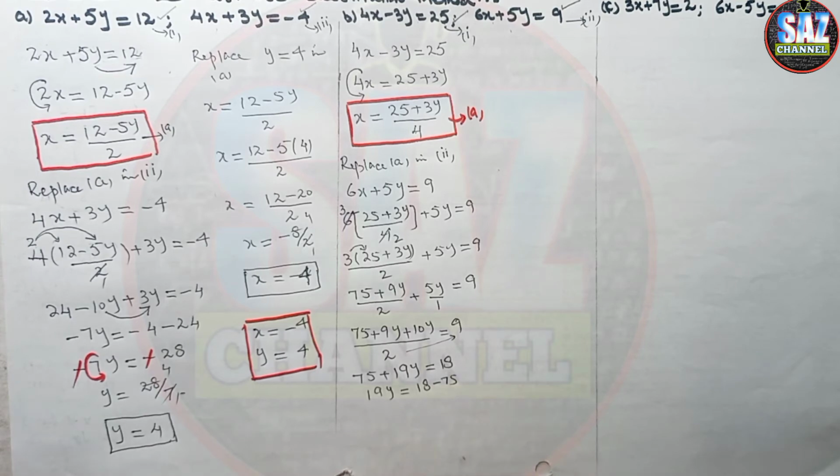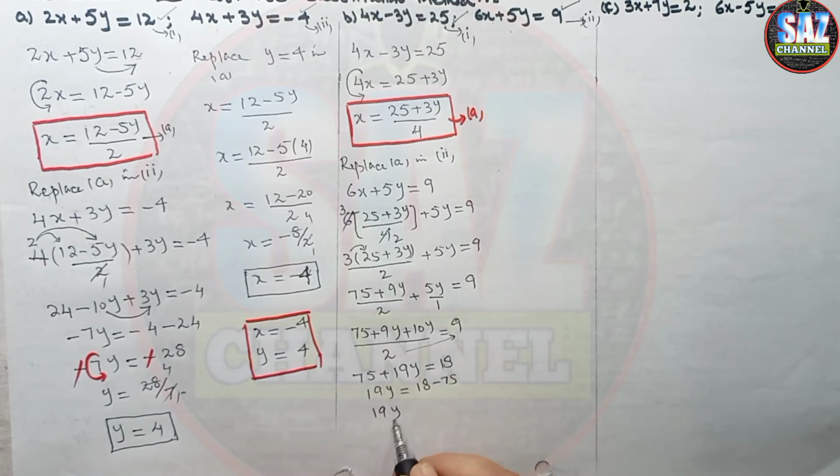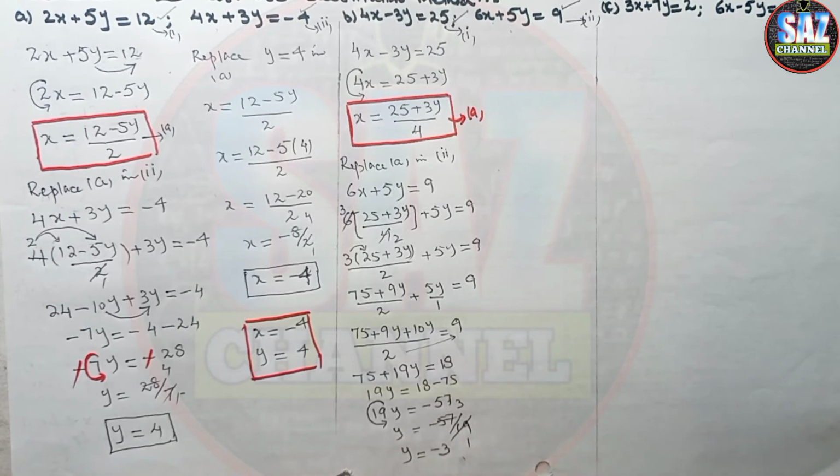When I take away 75 from 18, my answer is 57, with a minus sign. So 19y equals minus 57, and y will be equal to minus 57 by 19. Read the table: 19 ones are 19, 19 threes are 57, so y equals minus 3. You should have a command on the tables, then these questions will not be difficult at all.